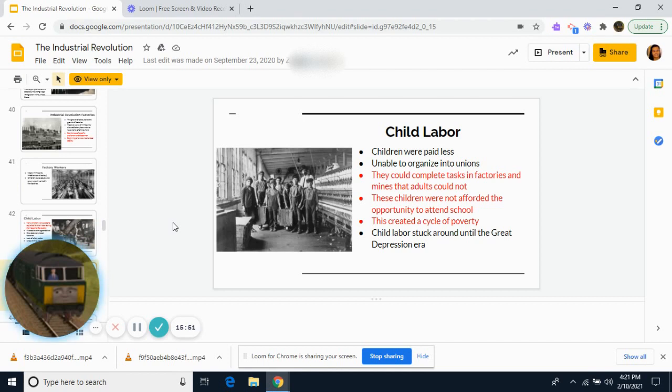When this was a long time ago, you had to walk to school. There were no vehicles around, or there were some vehicles, but not as used as they are now. So that's what it was like a long time ago. Child labor stuck around until the Great Depression era.